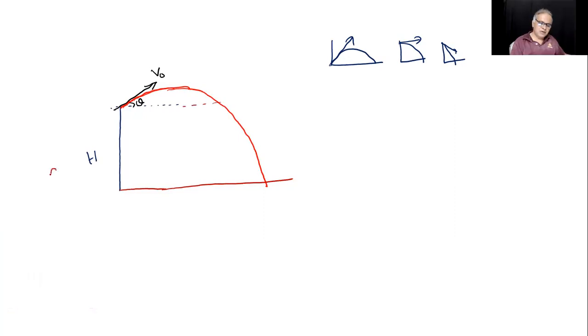Once again, H is given to you. V0 is known to you. Theta is given to you. So in how much time does it fall here? In how much time?